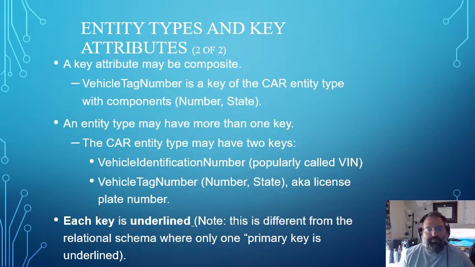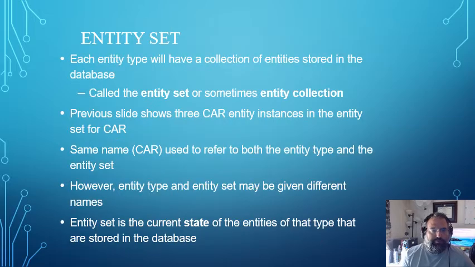An entity type may have more than one key. A car entity may have two keys. For example, it might have VIN, a vehicle identification number, popularly called a VIN, and it may have a vehicle tag number, which is the license plate that's put on the front of the car. Each one of those would be unique. You're primarily going to pick one of them as the key. A key is underlined. Note this is different from the relational schema where only the primary key is underlined. So primary key versus key, two different things, but generally speaking, a primary key will be a key, and you identify one of them, and for performance reasons, you're going to pick it.